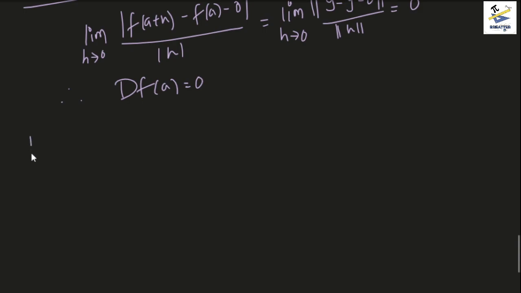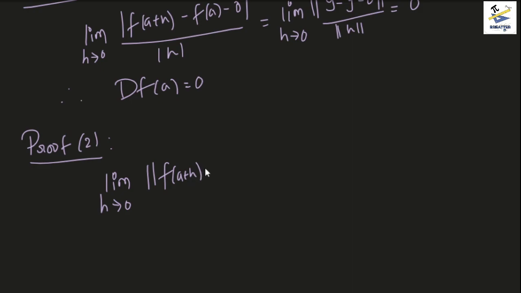Number 2. Since f is the linear transformation here and we want to prove that the derivative is itself, we can say the following limit: f(a+h) minus f(a), and this answer should be f(h), right?